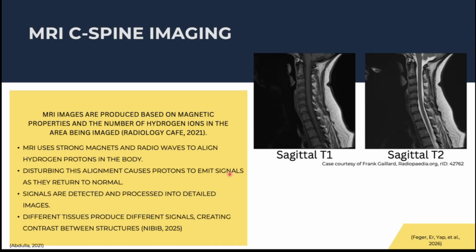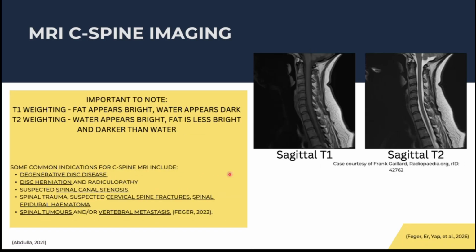The signals are detected and then processed into detailed images, and the different tissues produce different signals, creating different contrasts between the structures. What's important for us as med students and radiographers to note is that on a T1 weighting, fat appears brighter and water appears dark. Whereas with a T2 weighting, water appears bright and fat appears less bright, darker than water. The way I remember, and I think a lot of people have been taught, is with H2O: the 2 in H2O applies to water, and T2 water is brighter.